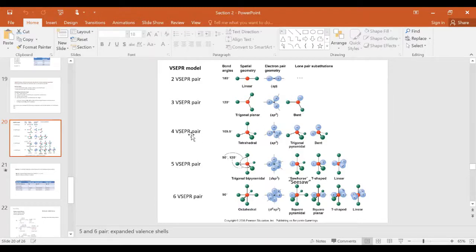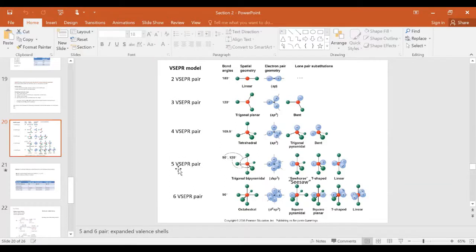If you have four VSEPR pairs, the base model is tetrahedral, and the bond angle is 109, more accurately 109.5 degrees. For the lone pair substitutes, if you have one lone pair, it changes to trigonal pyramidal, and if you have two lone pairs, it changes to the bent model. This model is super important, and I hope that you memorize it very well, especially the bond angle of 109 degrees. From your previous experience, you probably remember several questions that ask you the bond angles of molecules. So this is the four VSEPR pair basic model.